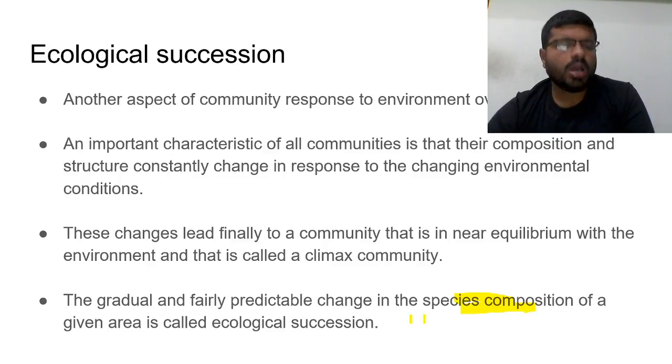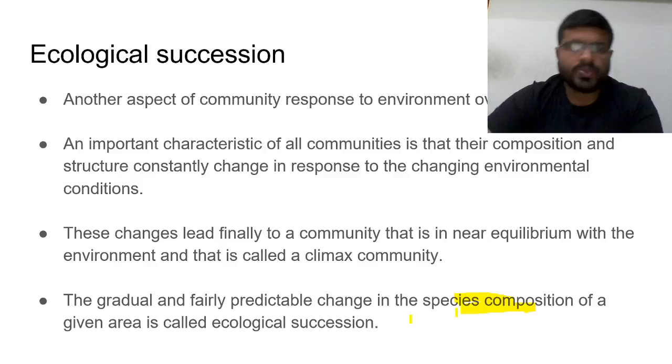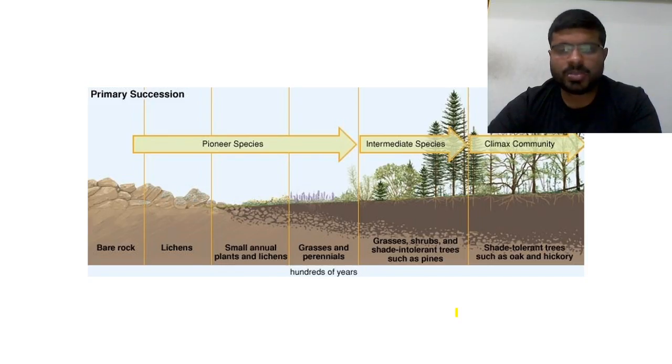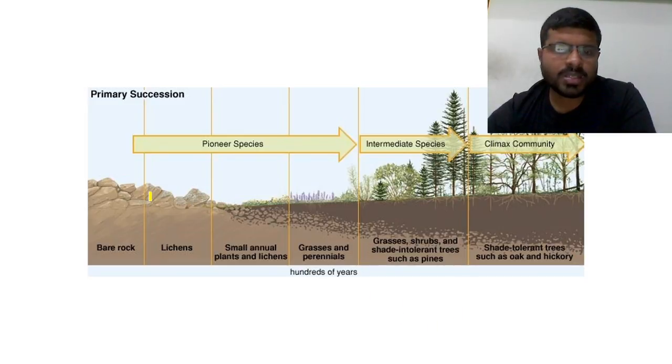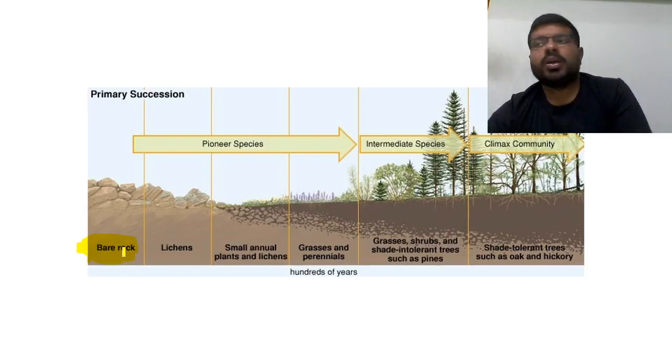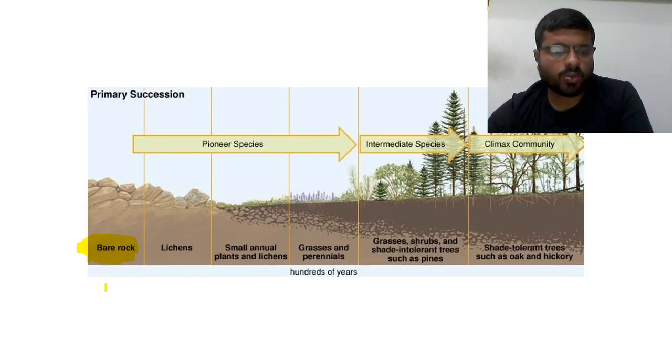How the gradual and fairly predictable change in species composition happens is called ecological succession. Before discussing the concepts, let me explain with a diagram. Imagine there is a certain area here, a bare rock surface. Have you ever heard of the volcanoes in the Pacific Ocean, where a new island might be created?